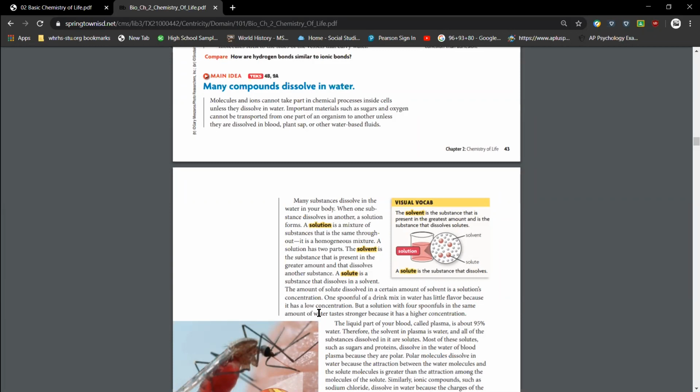Solutions have two parts. It's the solvent, and that's the substance that is present in greater amount. Remember how I said that water is the universal solvent. So it's the substance that dissolves the solute, which is the thing that dissolves. So the solute is the thing that dissolves, and the solvent is what it dissolves in.